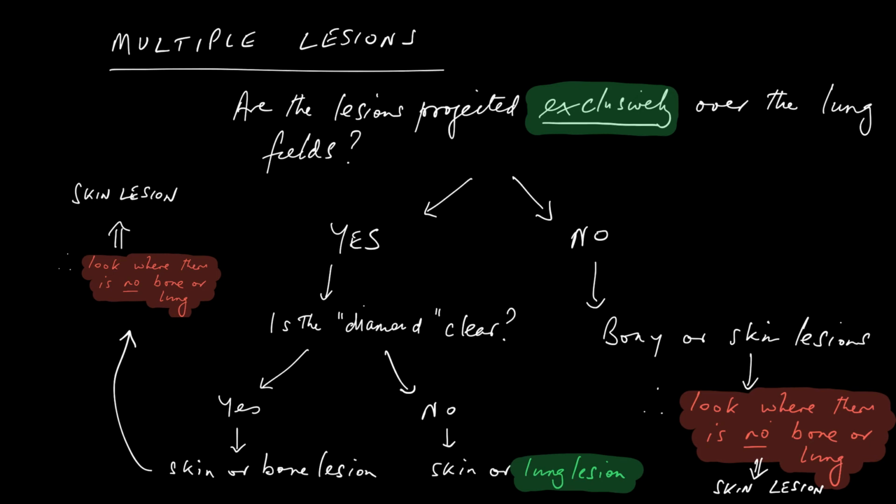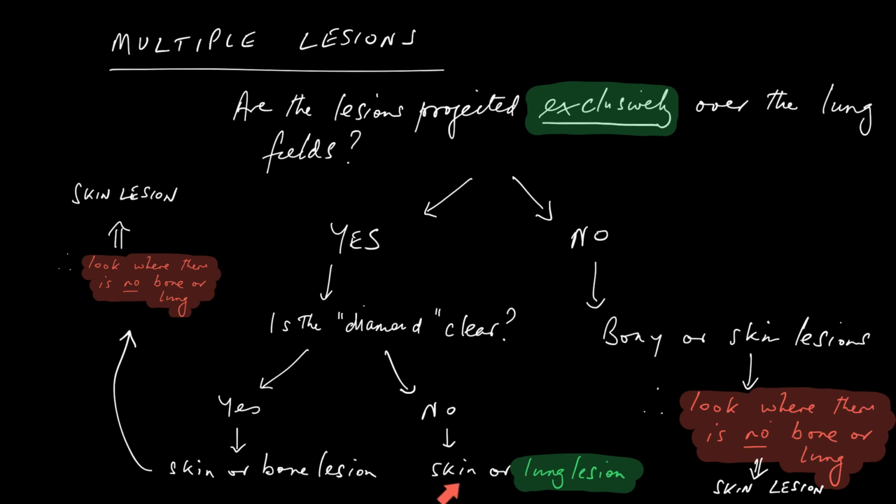Now, if the lesions are projected exclusively over the lung fields, you need to work out still whether it's in the bone, the skin, or the lungs. Now, skin lesions tend to involve the skin over the lung fields and beyond. But actually, a bone lesion could be confined to the ribs. So you need to have a look at the diamond and ask yourself the question, is the diamond clear? Now, if the diamond is not clear, it means that you've either got a skin lesion or a lung lesion, but it can't be a bone lesion because within the diamond there is no overlying bone. And so it could be a skin lesion or a lung lesion.